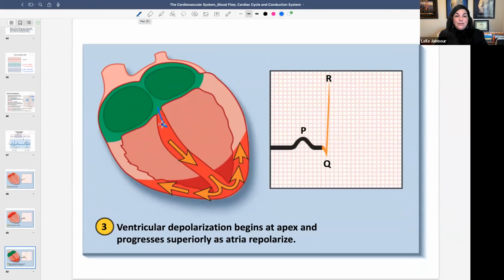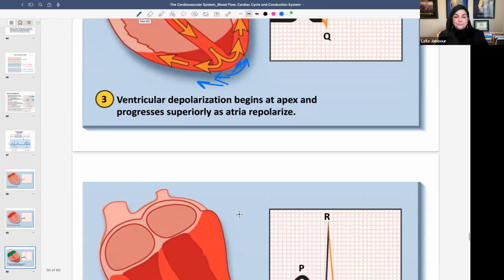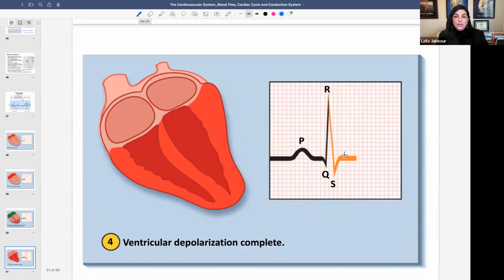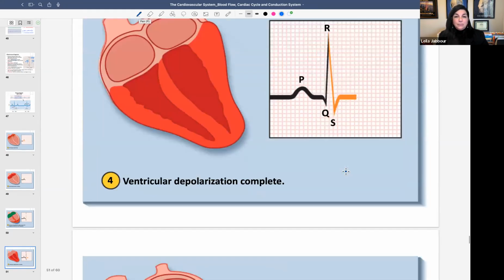And then the signal is propagated to the AV node, down to the bundle, Purkinje fibers, and so on. That's the QR, that's the beginning of ventricular contraction. So now the ventricles are depolarizing. Ventricular depolarization begins at the apex, and it works like this. Remember I told you that. So the QRS complex is over here. QR is the beginning of it, and RS is the end of it. Ventricular depolarization is complete.